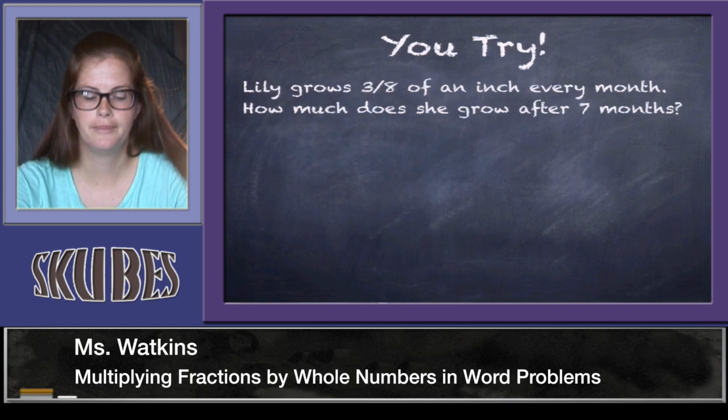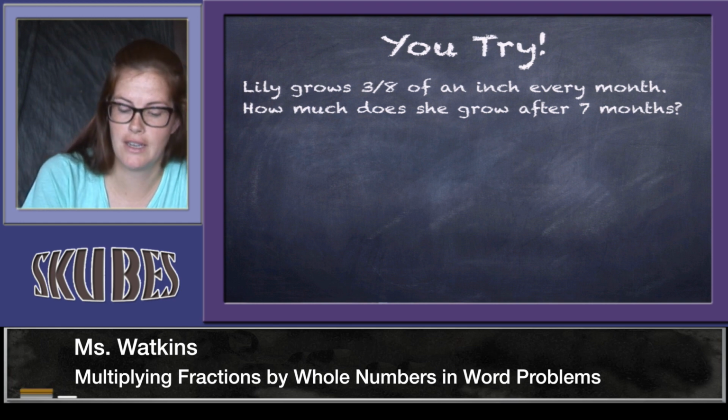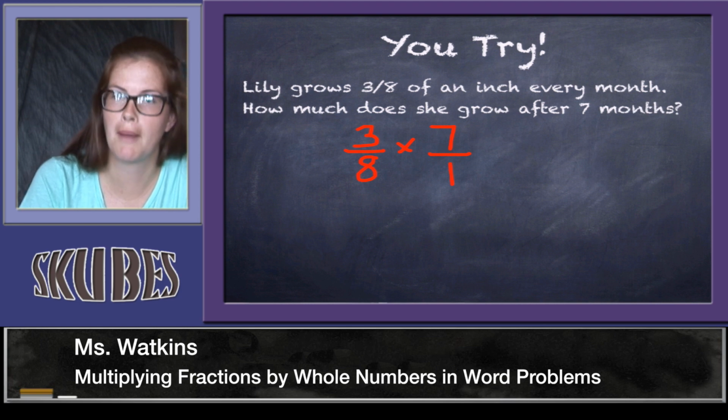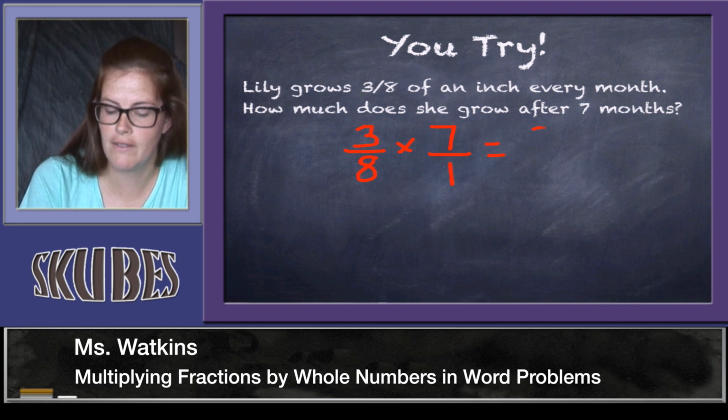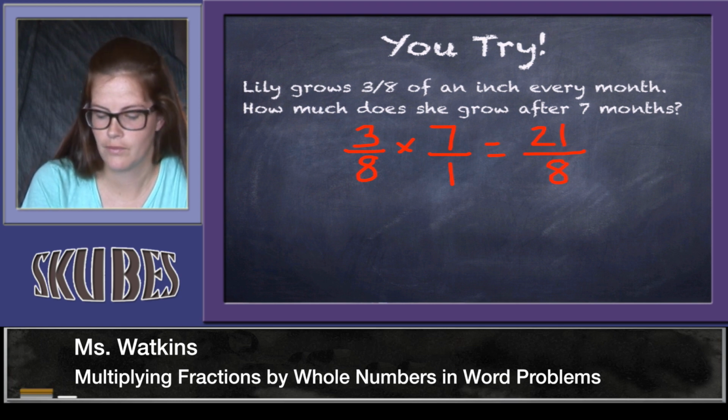Okay, here's another one. Lily grows 3/8 of an inch every month. How much does she grow after 7 months? So we'll have 3/8. That's how much she grows each month, and we're going to check for 7 months. So we need to make our 7 a fraction by putting it over 1. And then let's multiply our numerators. 3 times 7 equals 21, and 8 times 1 equals 8.